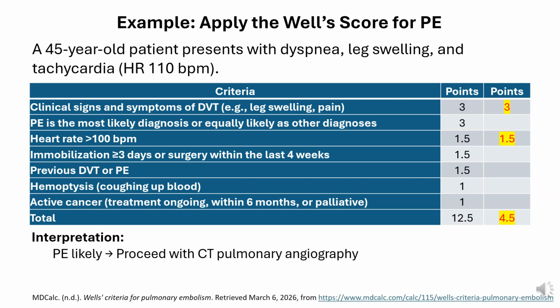Example: apply the Wells score for PE. A 45-year-old patient presents with dyspnea, leg swelling, and tachycardia, HR 110 BPM. Clinical signs of DVT, 3 points. Heart rate greater than 100 BPM, 1.5 points. Total, 4.5 points. Interpretation: PE likely, proceed with CT pulmonary angiography.